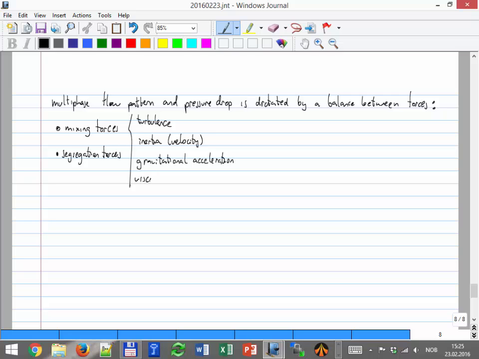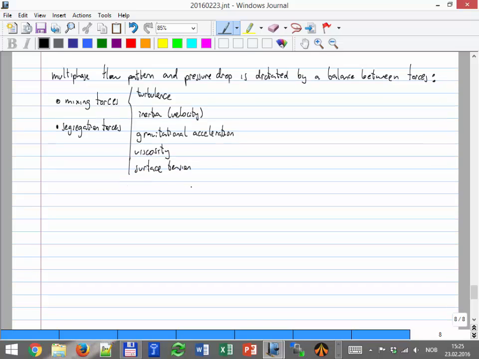We have viscosity. We have, for example, surface tension. Okay, so we have a lot of things that have to be taken into account. And really, the way this is dealt with in the industry is by two very distinct methods, or, how do you say, ways to compute multiphase flow in production engineering.